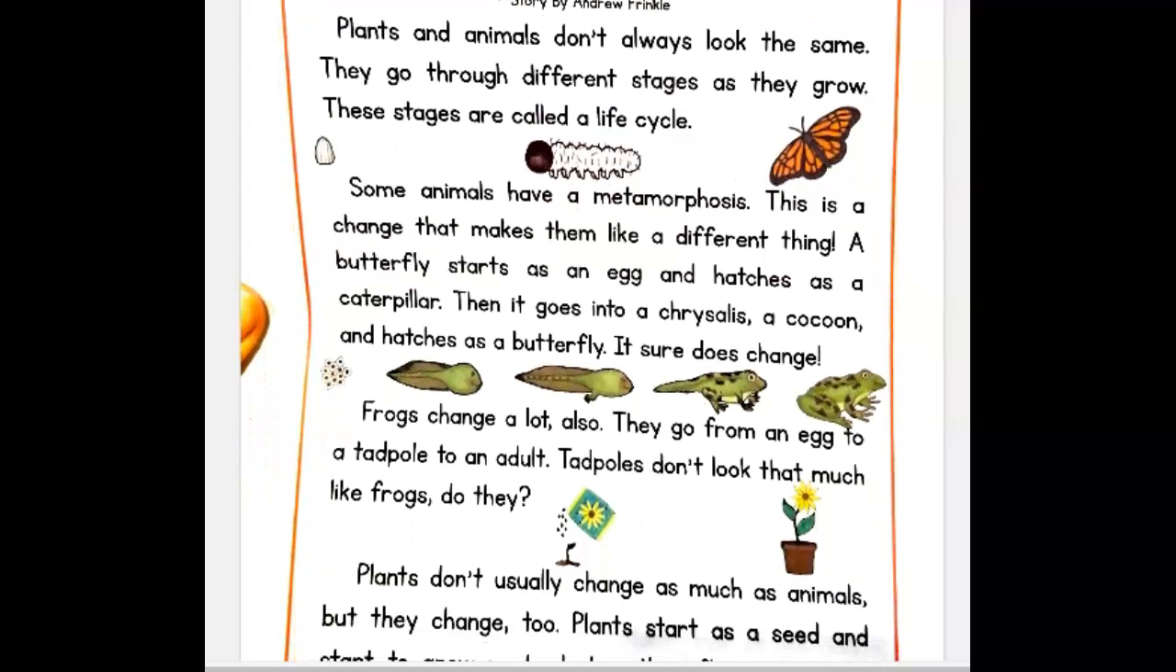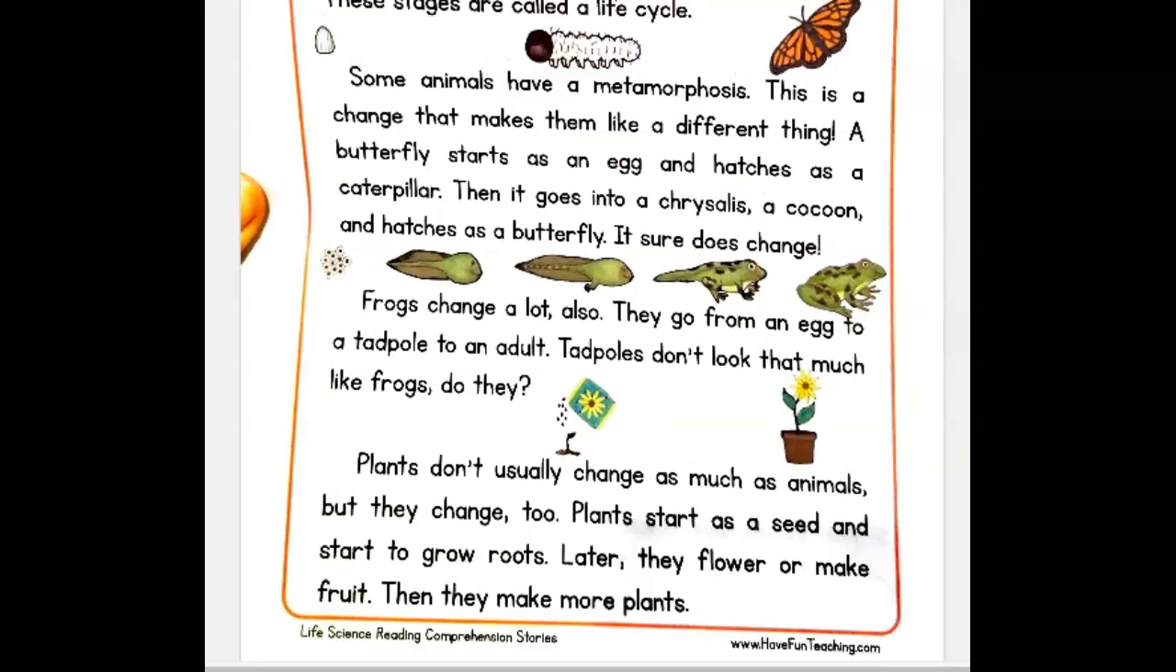Life cycles. Plants and animals don't always look the same. They go through different stages as they grow. These stages are called a life cycle. Some animals have a metamorphosis. This is a change that makes them like a different thing. A butterfly starts as an egg and hatches as a caterpillar. Then it goes into a chrysalis, a cocoon, and hatches as a butterfly. It sure does change. Frogs change a lot also. They go from an egg to a tadpole to an adult. Tadpoles don't look that much like frogs, do they?